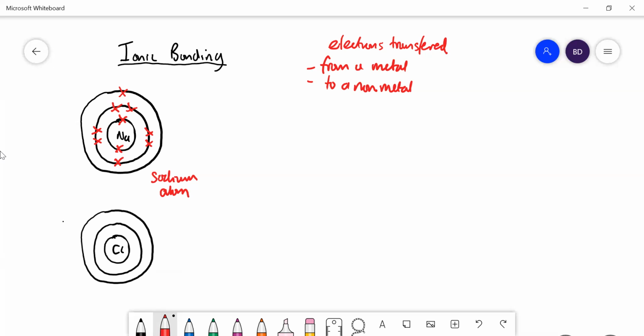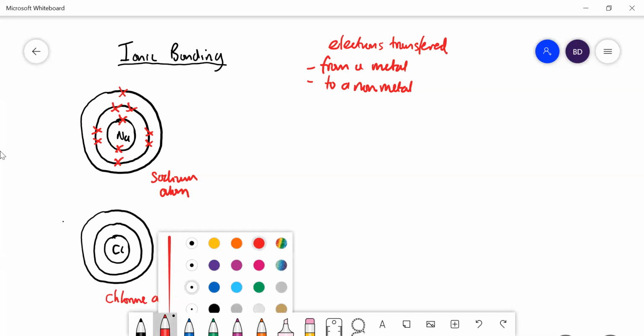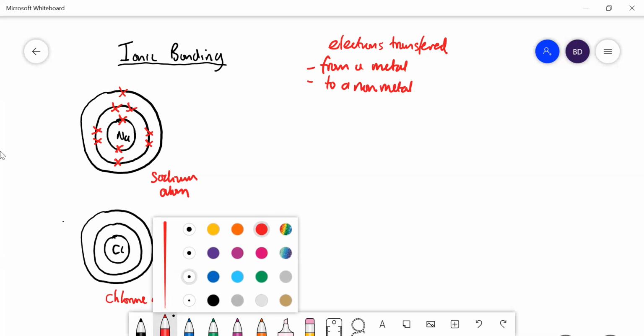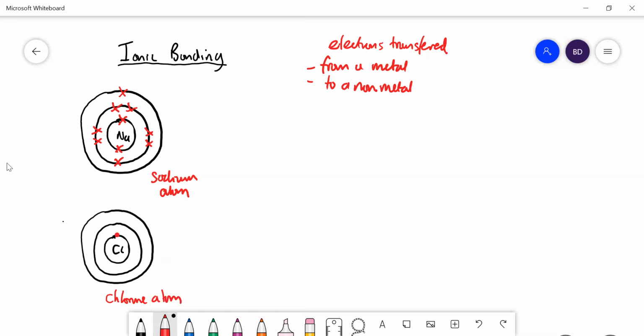And let's look at chlorine. Here we've got a chlorine atom. It will react with sodium. And chlorine is atomic number 17, so that means it's got 17 protons, so 17 negative electrons in a neutral atom. So it has 2 in the first shell, 8 in the second shell, which takes us to 10.